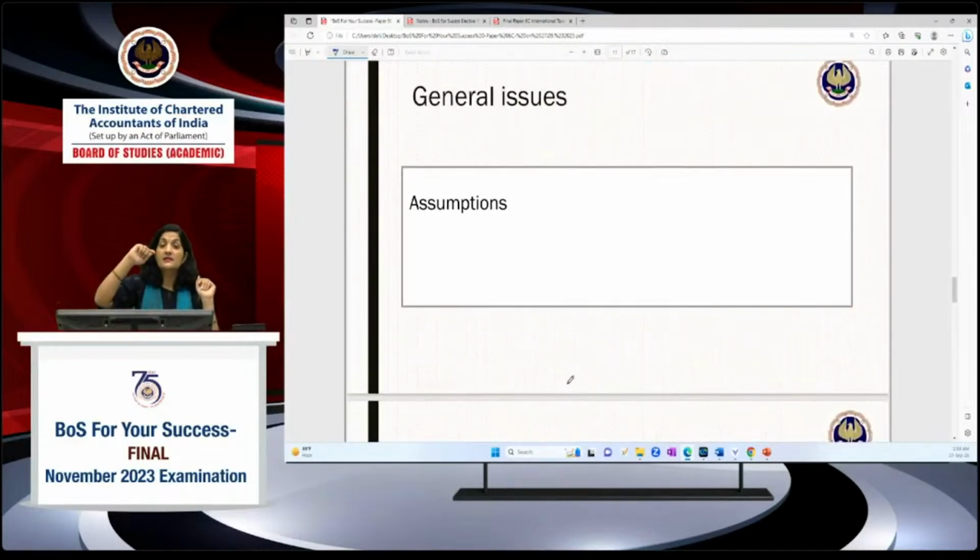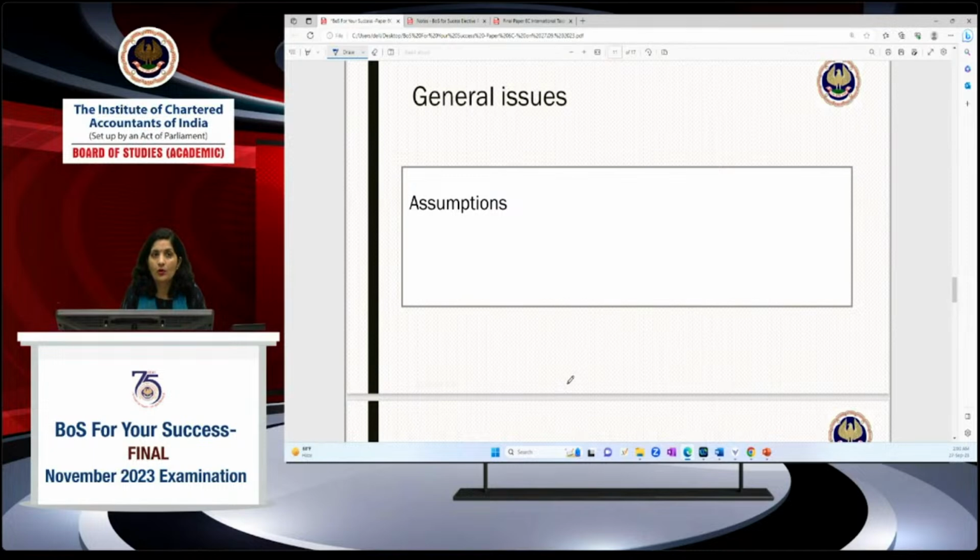Next question, assumptions. What about assumptions? In direct tax laws or international taxation, these papers are subject to assumptions, because certain information is not clearly given in the examination. For that, you have to take certain assumptions. For example, it's a very basic assumption. Whatever assumption you are taking, you have to clearly state it in your answer sheet, right? You have to clearly state whatever assumption you are taking.